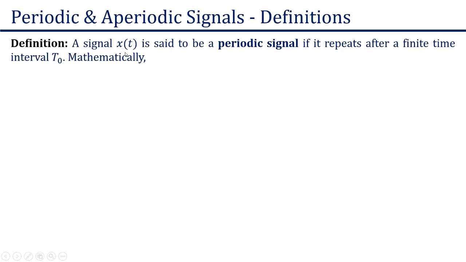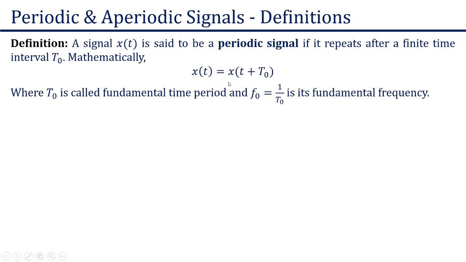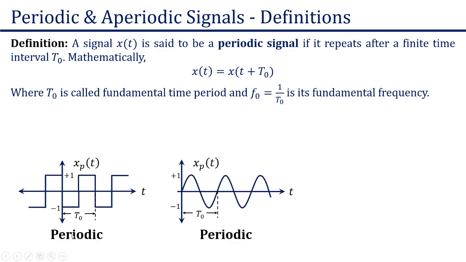By definition, a signal x(t) is said to be a periodic signal if it repeats after a finite time interval, say capital T0. Mathematically, x(t) should be equal to x(t + T0), where T0 is called the fundamental time period of the signal, and f0, that is equal to 1/T0, is called its fundamental frequency. The examples of two periodic signals are shown in these two figures.